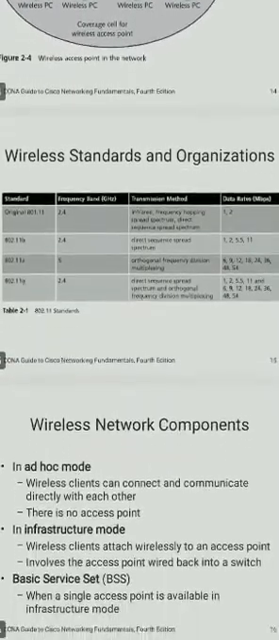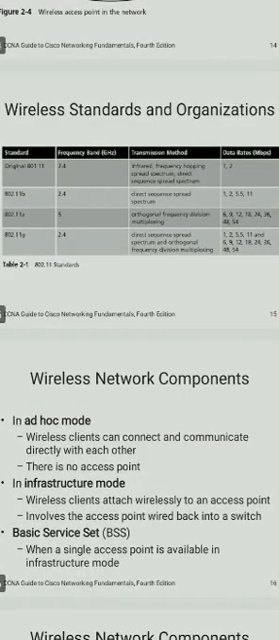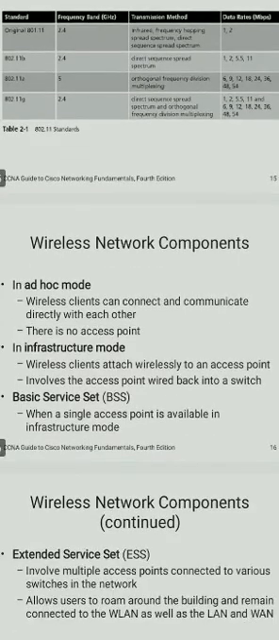In ad hoc mode, wireless clients can connect and communicate directly with each other. There is no access point. In infrastructure mode, wireless clients attach wirelessly to an access point, which involves the access point being wired back into a switch.